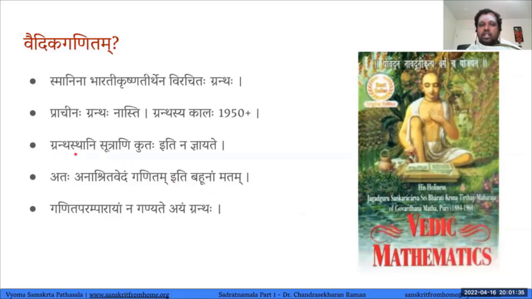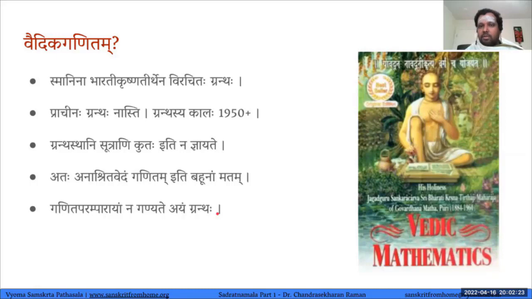We do not know where those sutras are from. So he names it Vedic mathematics, but we don't see those sutras which are there in the book anywhere in the Vedas. So it is a bit controversial why he called it Vedic mathematics. Most of the current-day scholars do not agree and do not count this as something related to the Vedas. So he just named it Vedic mathematics, so it's probably a misnomer. So this is not counted as one of the ancient Indian mathematics texts.